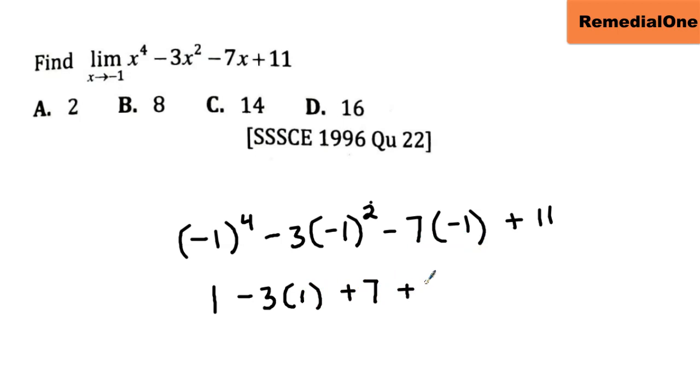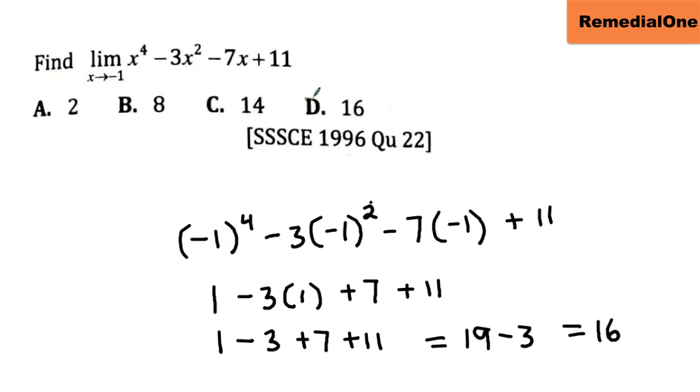And then plus 11. So finally, as we get to our final result, -3 times 1 is -3, plus 7, plus 11. You combine the positive numbers 1 plus 7 plus 11, which is going to be 19. So 19 minus 3 will give us 16. So here D is the correct option.